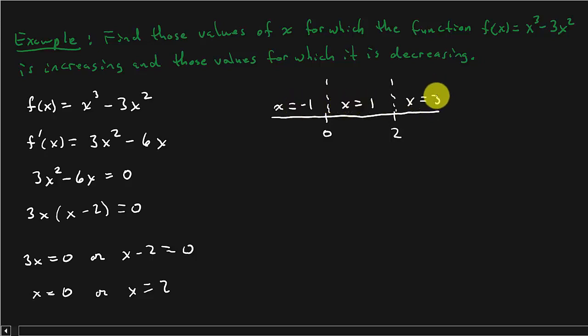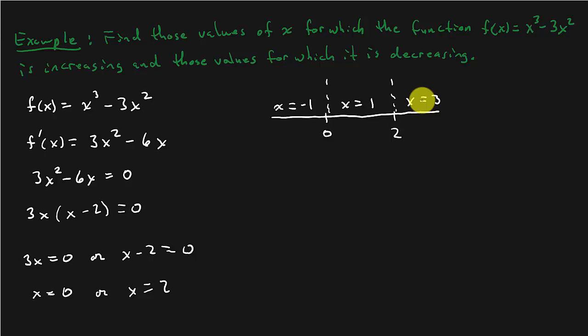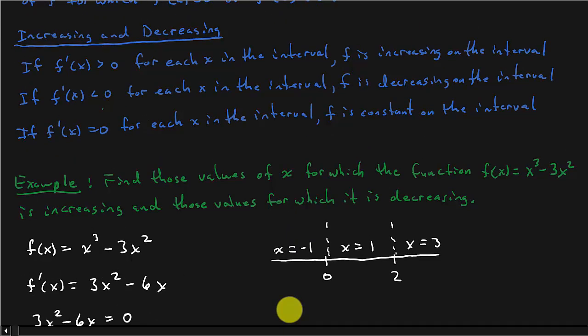Like for instance, I chose x equals 3 there. If I wanted to choose x equals 5 million, I could. But why would you do that? Pick something that's easy. Okay? Next, what does it say? It says I need to determine if the first derivative is positive, negative, or 0.